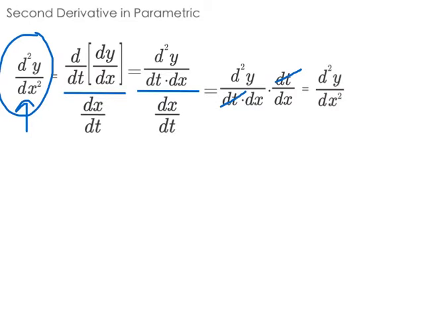Okay, so what is this in conclusion? In conclusion, I'm taking the derivative of the first derivative and then dividing by dx/dt, which I see right here. So it's the derivative of the first derivative divided by dx/dt. That's how I find a second derivative.